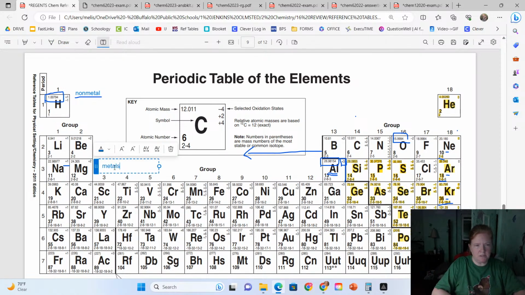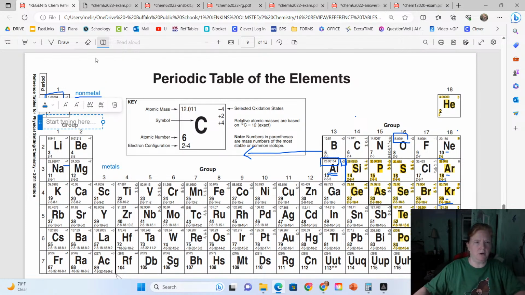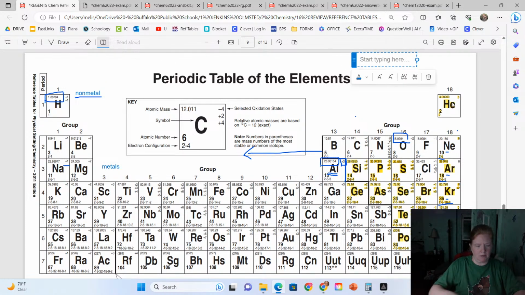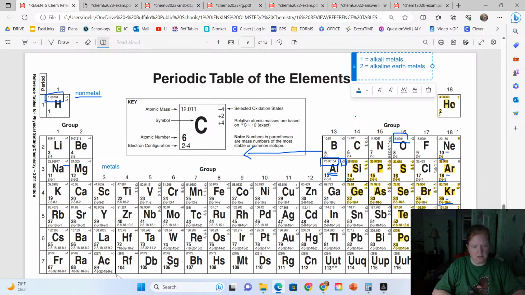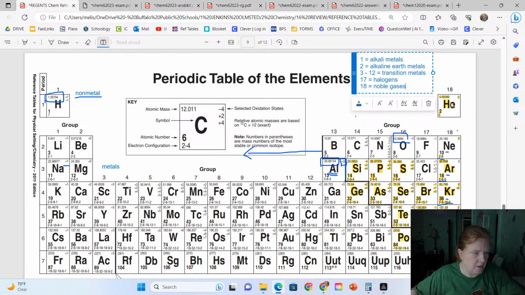This side is metals. Okay. Group 1. Here, I'm going to put them up here. The groups that you need to remember. Group 1, alkali metals. Group 2, alkaline earth metals. Groups 3 through 12 are transition metals. Group 17 is halogens. And group 18 is noble gases. Okay.